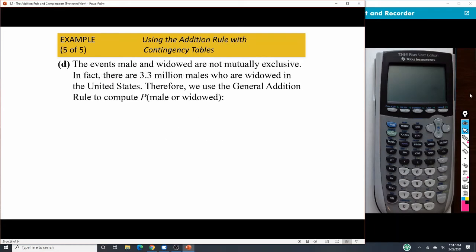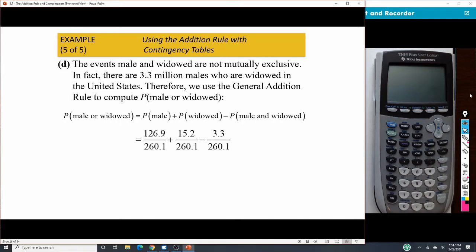But when we look at our last one, male and widowed, these are not mutually exclusive. And so we need to use the general rule. And so we need the probability of male plus the probability of widowed minus male and widowed for that. So we look there, the male we had added together and we got 126.9. The widowed was 15.2. We go back to our table though where it says male and widowed, we have 3.3. And so we need to subtract that one off for that, okay? And so that would give us 0.534 after we do that math.